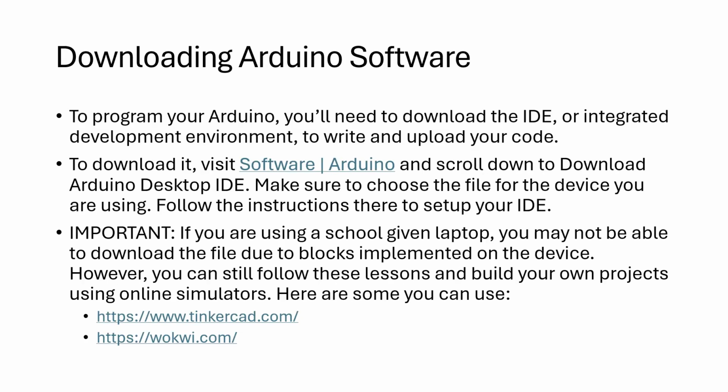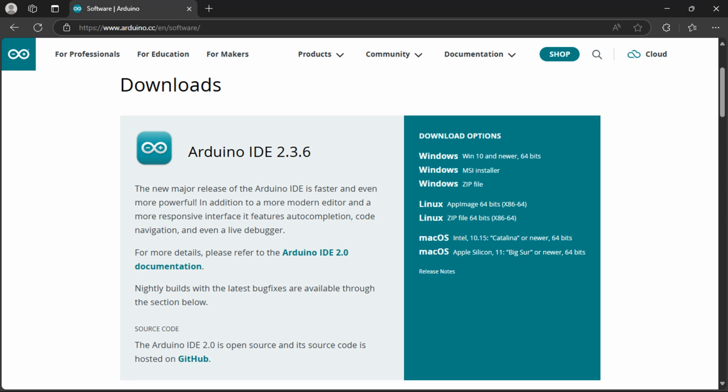Now that we understand some basic safety, let's set up the Arduino IDE on your computer. If you're using a school computer or another device that prevents downloads, skip to here for an alternative way to use Arduino. Otherwise, follow the instructions here to download the Arduino IDE. First, go to the Arduino IDE link in the description or copy the link on screen. It should load a page like this with several file links.